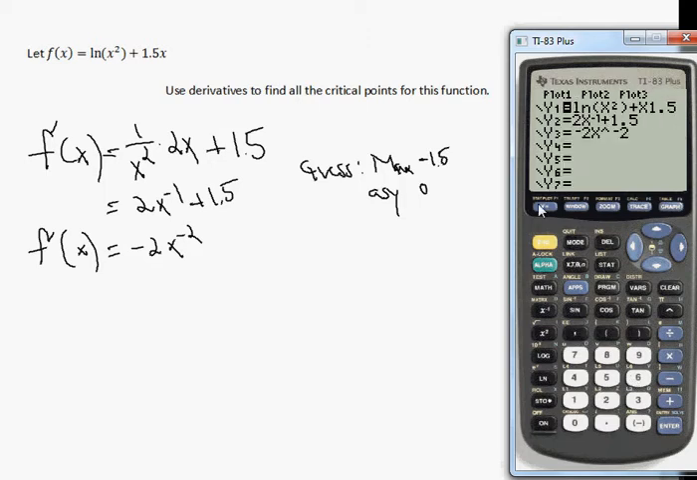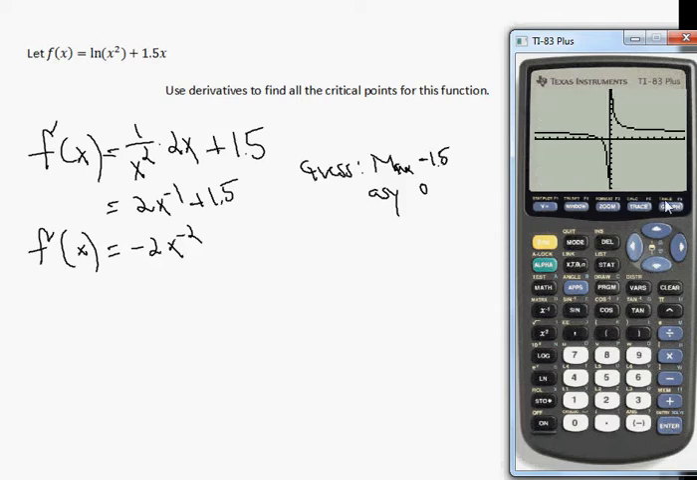Now, the maximum should happen where f prime of x equals 0. We can use our calculator. I just do one function at a time, usually, to keep things simple. It looks like it crosses 0. Maybe at negative 1, or, you know, maybe negative 1.5. I'm not sure. Can't tell. I could use the zero tool, but you know what?